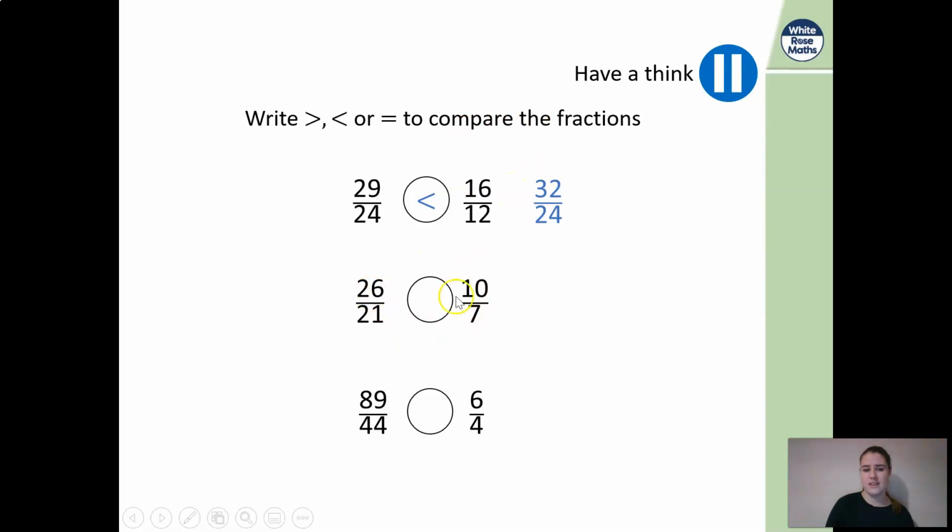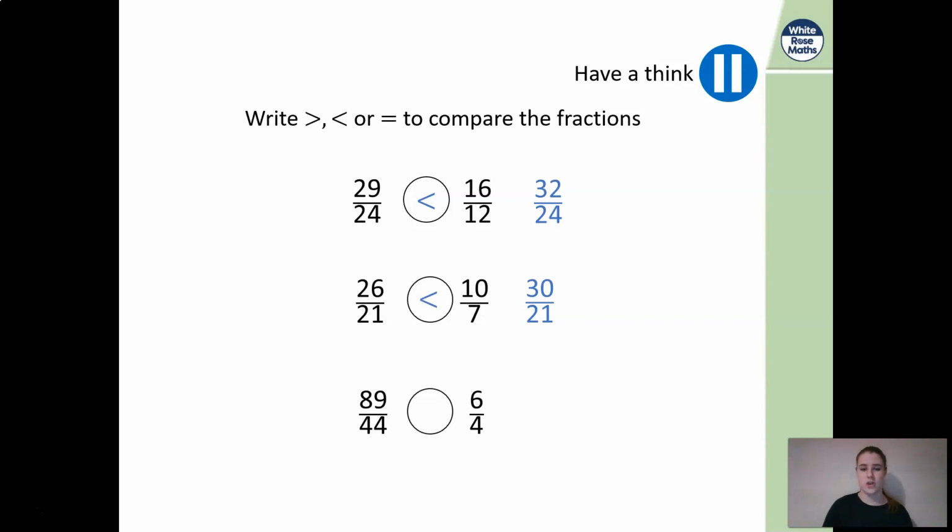Here I can see, well, I can't fit 26 and 10 because 26 isn't a multiple of 10, but 21 appears in the 7 times table 3 times. So if I multiply my denominator by 3, I multiply my numerator by 3, and that gives me 30. And I can clearly see that 30 is bigger than 26, making 10/7 bigger.